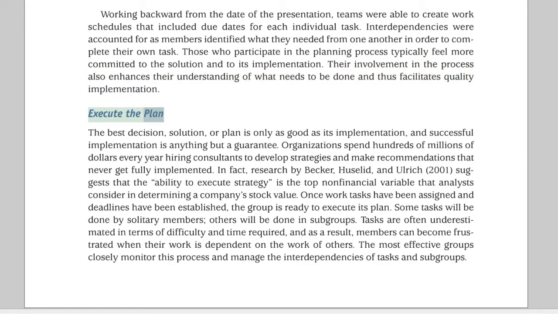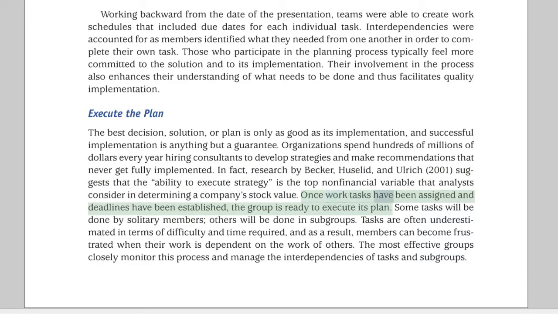Execute the plan. The best decision, solution, or plan is only as good as its implementation, and successful implementation is anything but a guarantee. Organizations spend hundreds of millions of dollars every year hiring consultants to develop strategies and make recommendations that never get fully implemented. In fact, research by Bicker, Husleit, and Ulrich, 2001, suggests that the ability to execute strategy is the top non-financial variable that analysts consider in determining a company's stock value.